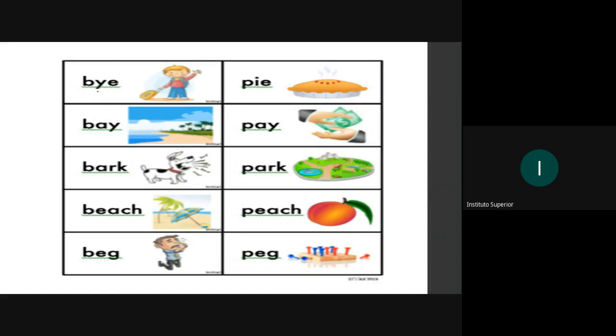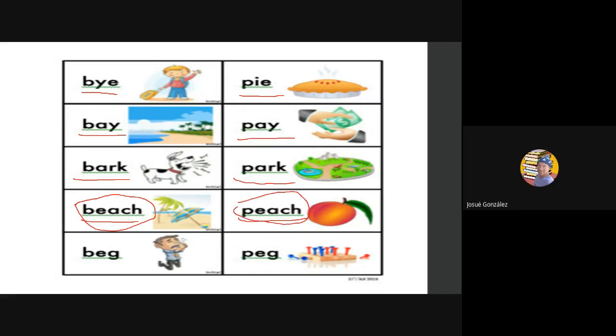The first. Bye. Okay, here. Bay. Okay. Here. Bark. Now. Here. Beach. In this part. Fish. Back. Here. Fish. Beach. And now. Fish. And the last one? Back. Bell. Back. Head. Okay.